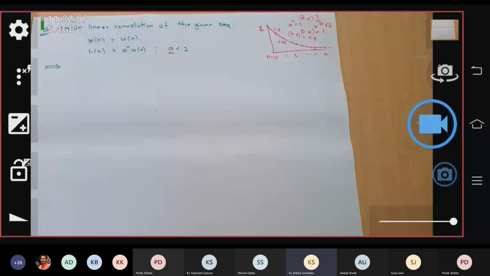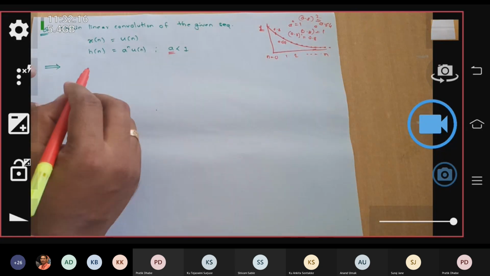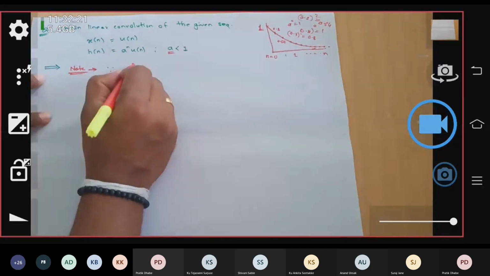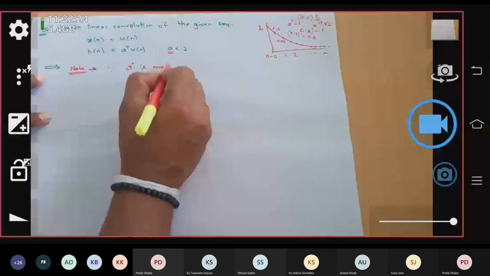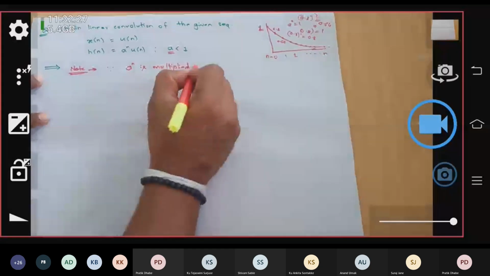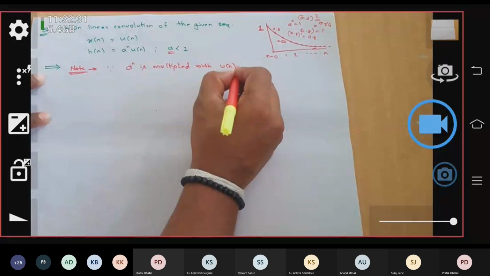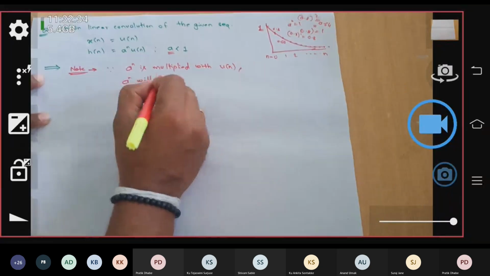Yes, sir. Now see, since a raised to n is multiplied by u of n, a raised to n is present only for positive values of n. Let me make a note here. Since a raised to n is multiplied with u of n, a raised to n will be present only for positive and 0 value of n.